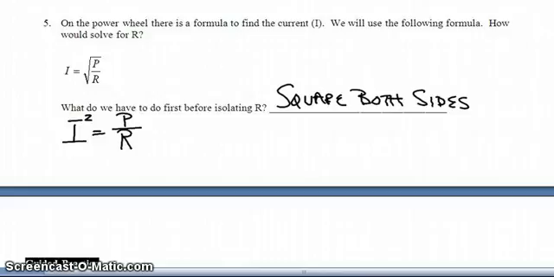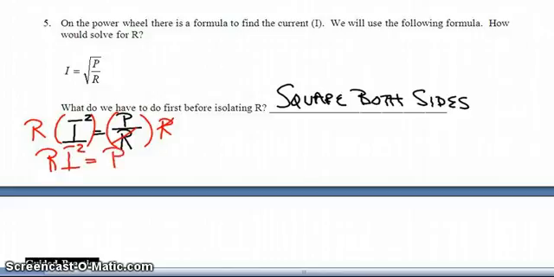Next, we need to get R out of that denominator, just like in the previous example. So I'm going to multiply both sides of my equation by R. On the right side, R divided by R cancels. So I'm left with R times I squared equals P.